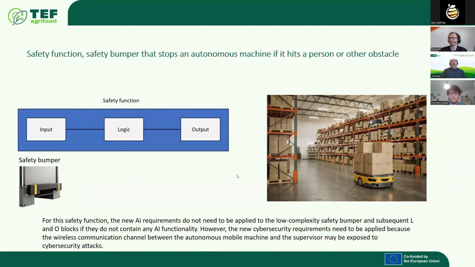Here is another example where we have an autonomous vehicle in some kind of storage system. Here we still have a low complexity safety bumper. So in this case, we don't have any new requirements related to AI. But in this case, we definitely have a radio and data communication between this autonomous vehicle and some kind of control system. So here, definitely we need to take into consideration new requirements in the machinery regulation related to cybersecurity.